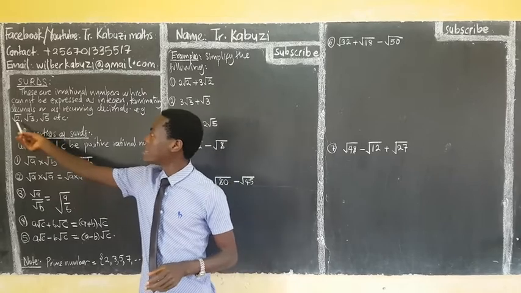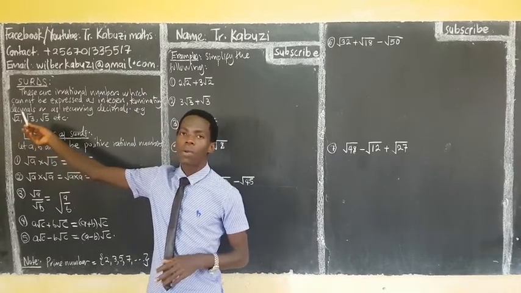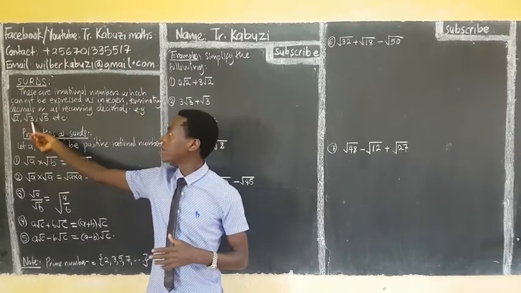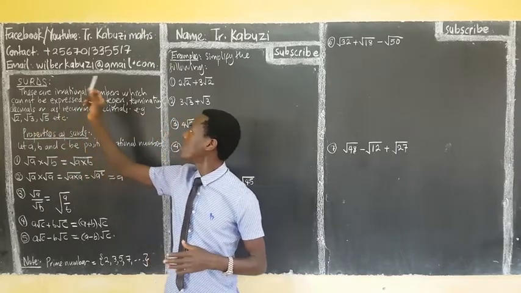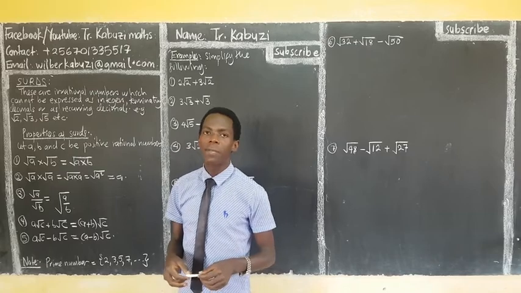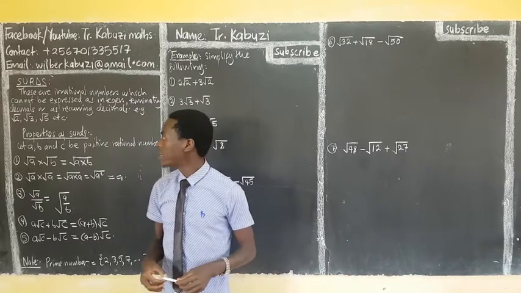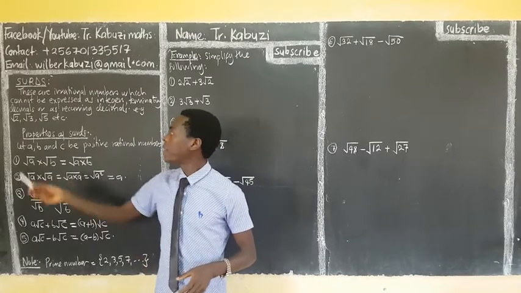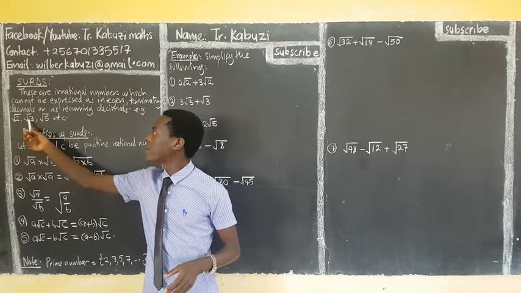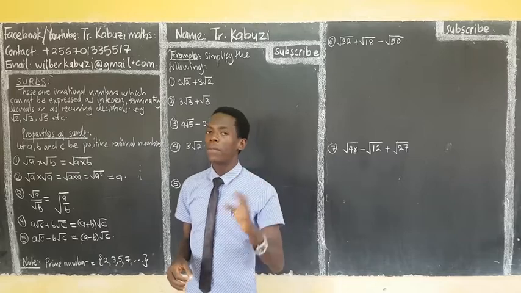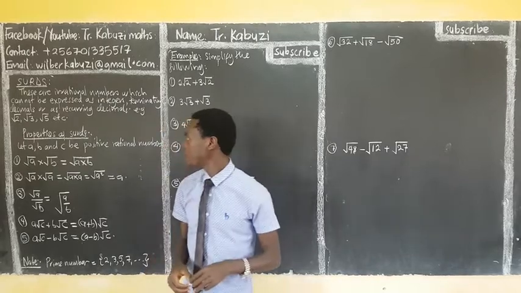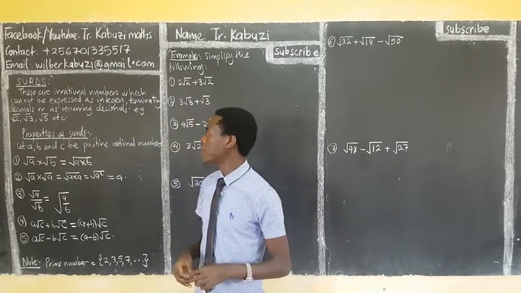Like this number, root 2, you see it's going to give you something like 1.41 and so on. These ones are not terminating, they are not recurring, and they cannot be expressed as integers. So, those are surds. But in most cases, most of them are going to be prime numbers. Most of them, quote me well, most of them. Okay, that's not the properties of surds.